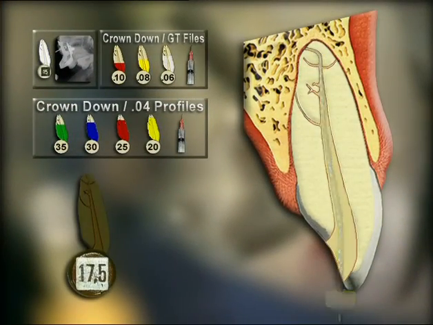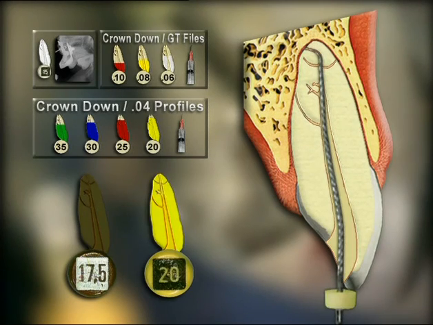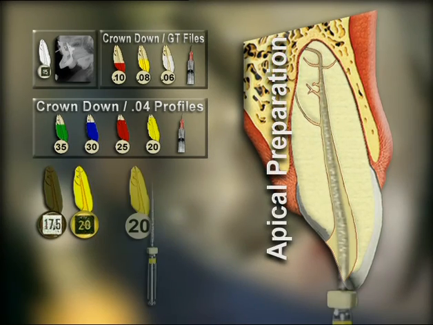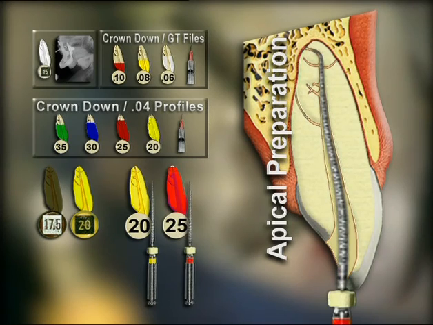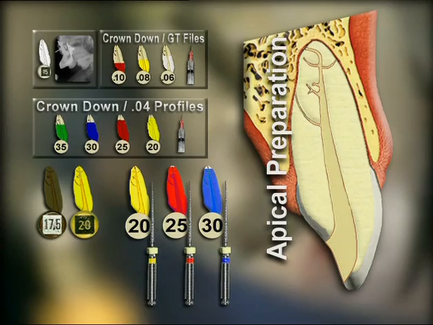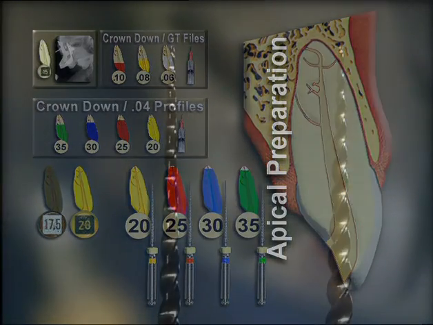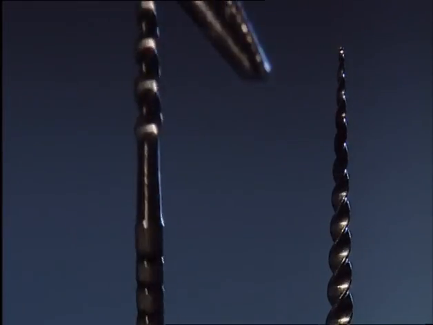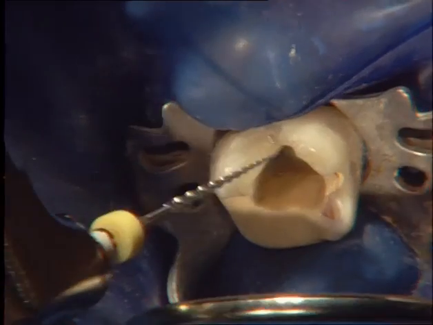The position of the file, which slides passively to the foramen, can be controlled radiographically. The final apical preparation is done with .04 profiles of increasing size. These instruments are used only where they can safely fit, with only the smallest files reaching to the canal terminus. They are stepped back in half-millimeter increments. Finally, files of greater taper are used to improve the deep shape.